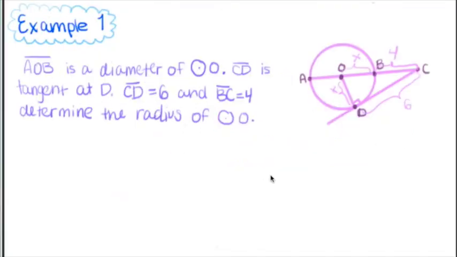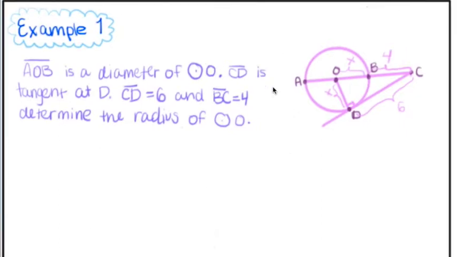So what would be an example of using theorem 7.5 and 7.6? Let's do a problem. So given AOB is a diameter of circle O, CD is a tangent to the circle at D, CD equals 6 and BC equals 4. Determine the radius of the circle. So the picture that goes along with this problem looks kind of like this, and we can label the drawing as well.